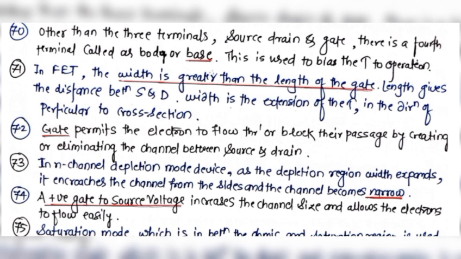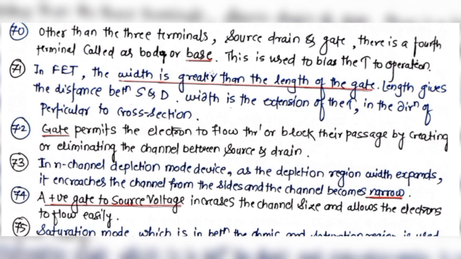In fact, the width is greater than the length of the gate. Length gives the distance between source and drain. Width is the extension of the transistor in the direction perpendicular to the cross section. The gate permits the electrons to flow through or blocks their passage by creating or eliminating the channel between source and drain.